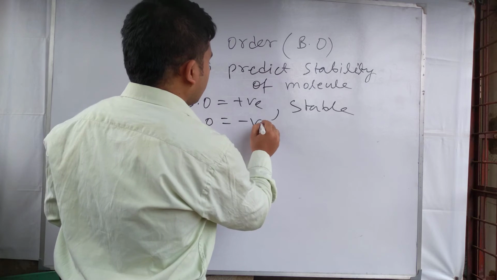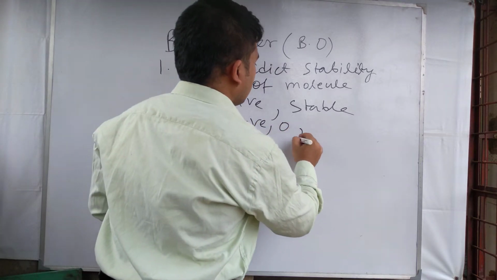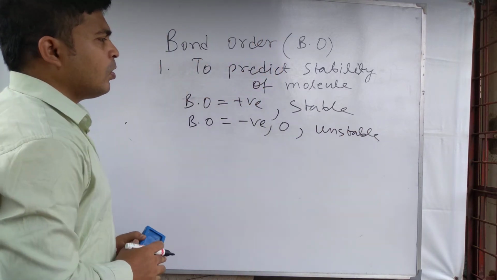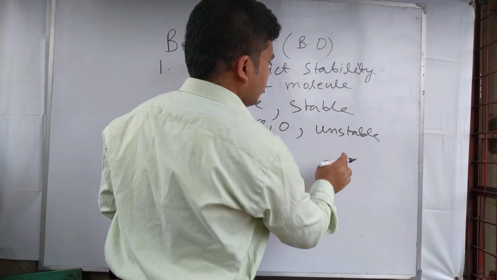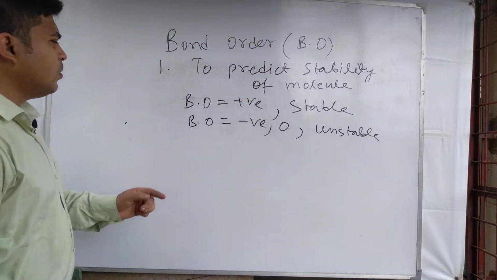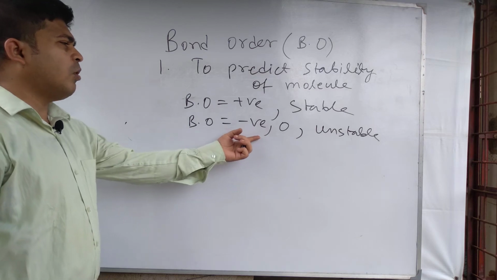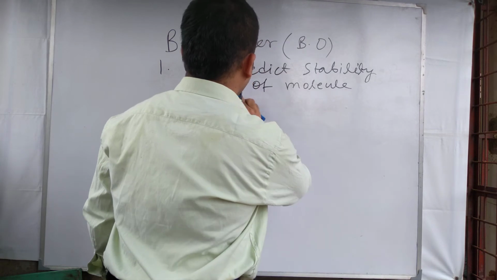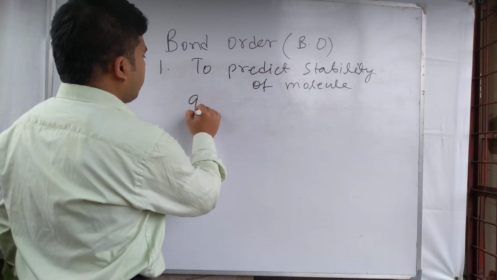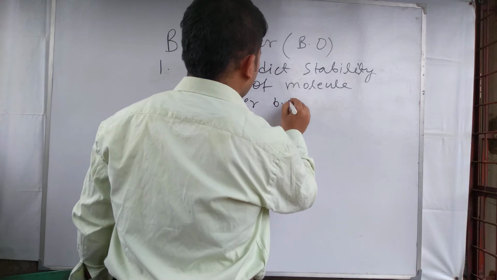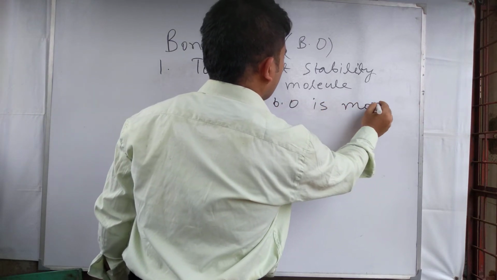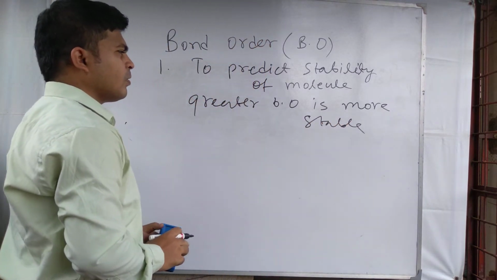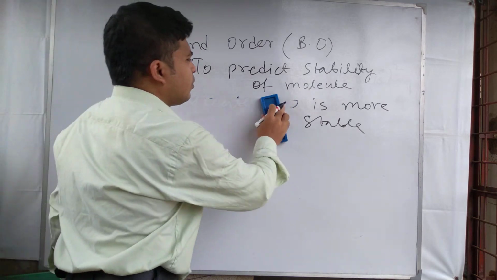If bond order is negative or 0, the molecule is unstable. And a greater bond order means more stable. A molecule with a greater bond order is more stable.